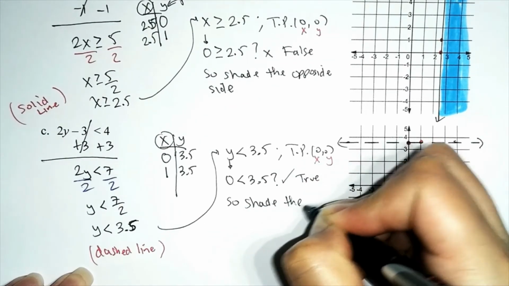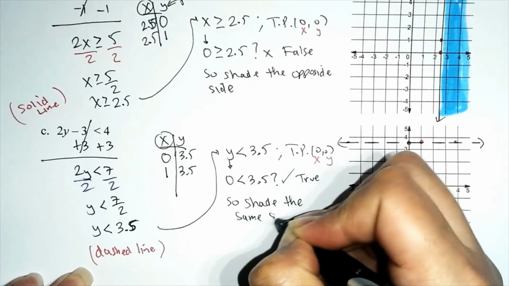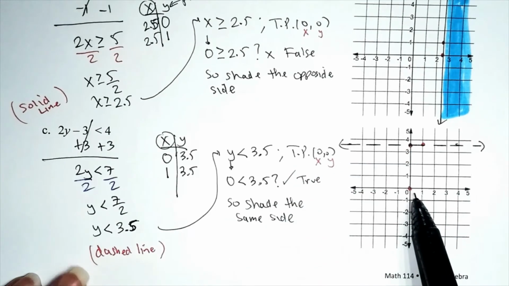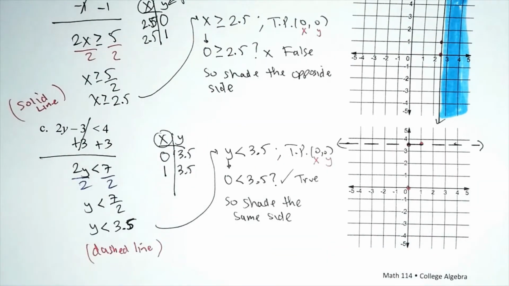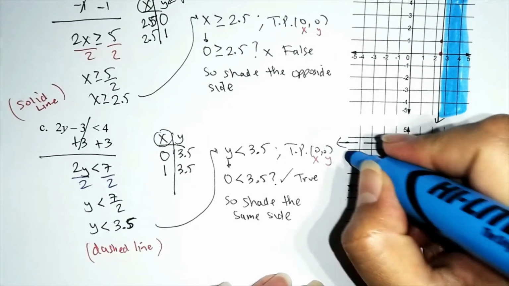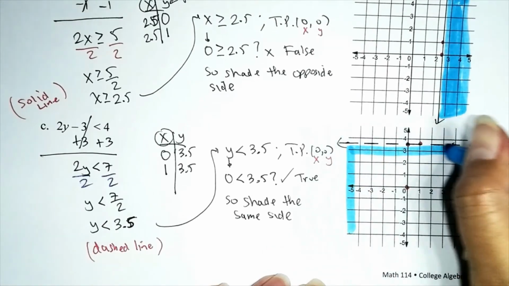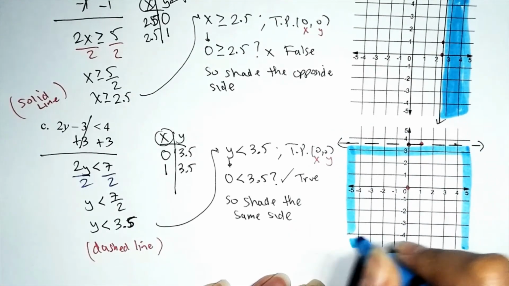So shade the same side. So the test point is here. Let's go ahead and cover it. Again, I would love to use my pencil, but we had technical difficulties with the pencil.